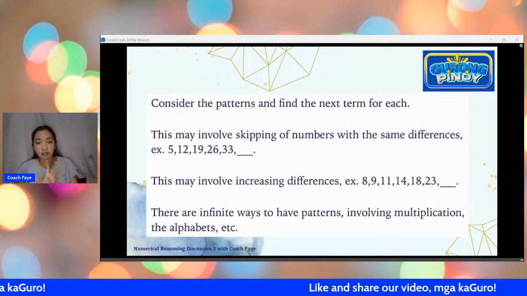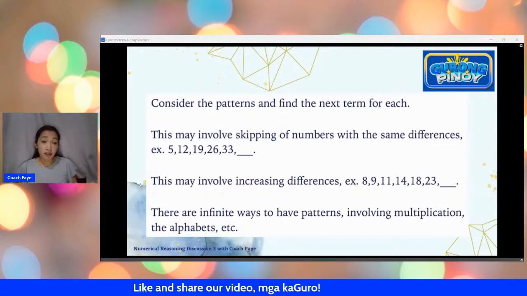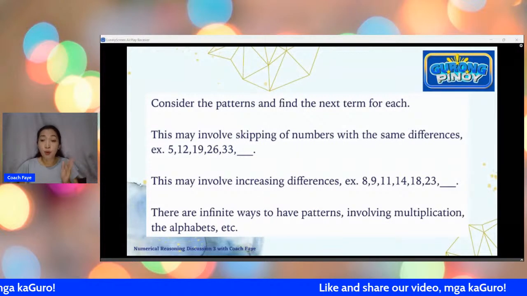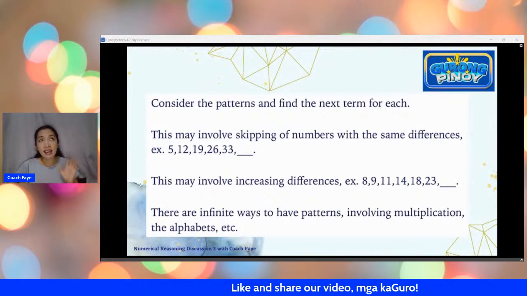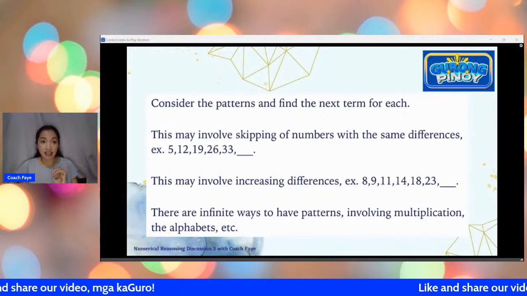So they will give you a set of numbers, and sometimes the patterns might involve the same differences, where we just skip a number. Or sometimes the difference from one number to the other needs to increase as well. Sometimes we add, subtract, multiply, divide.